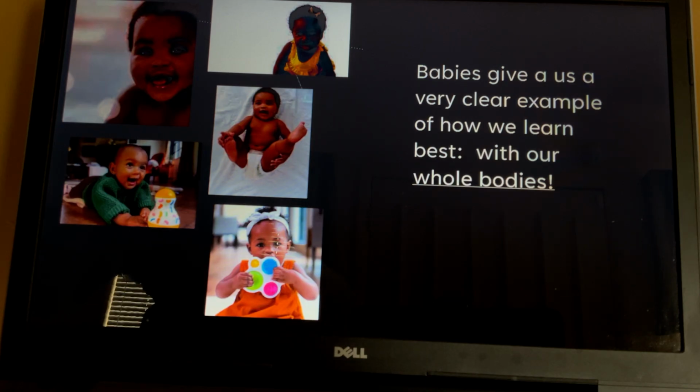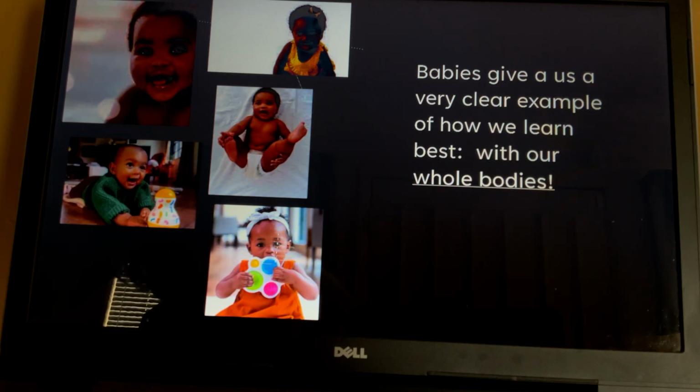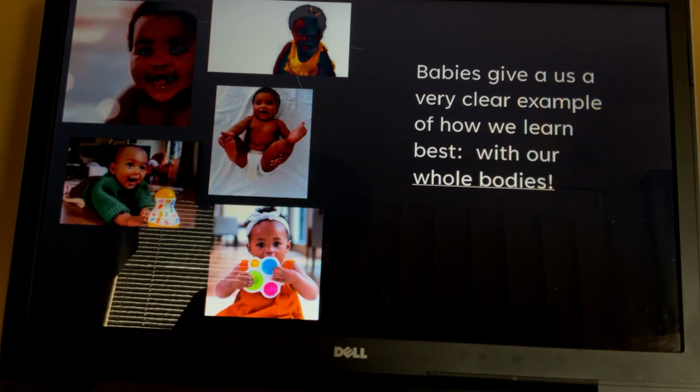Competency-based learning allows students to become immersed in the learning at their own rate. Will all of these babies learn to walk at the same time? Probably not. Will all of these babies learn to talk at the same time? Probably not. Will they all learn to use a spoon or a fork at the same time? Probably not. But they will all learn those things.